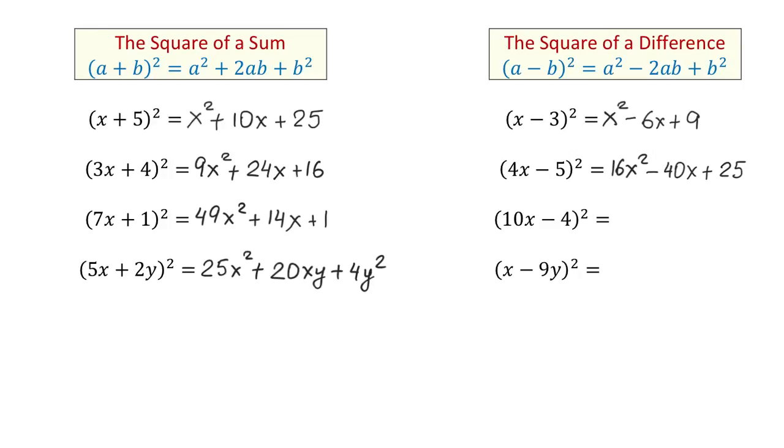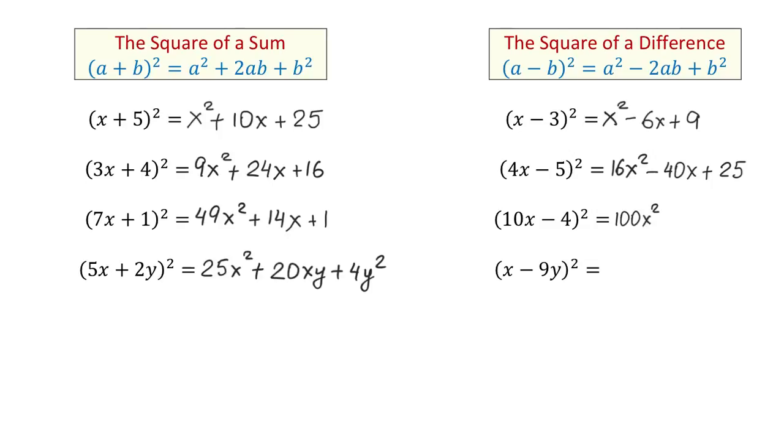10x minus 4 to the second power. Let's start with 10x raised to the second power. 10x times another 10x is 100x squared. Now 10x multiplied by 4 is 40x. 40x when doubled will be 80x.